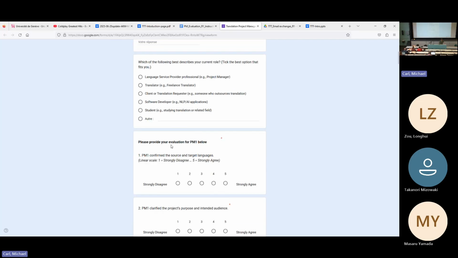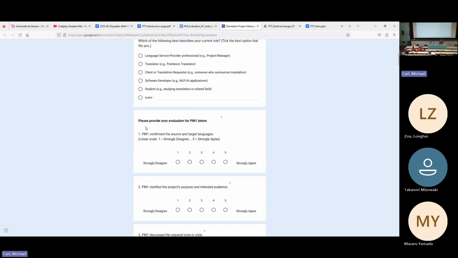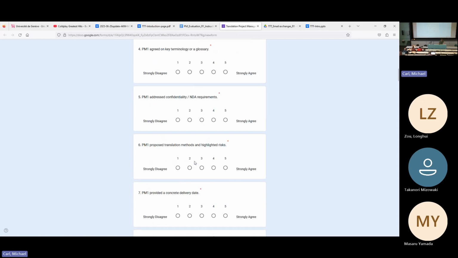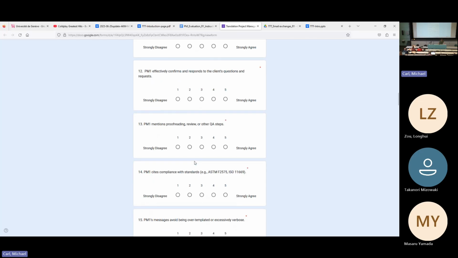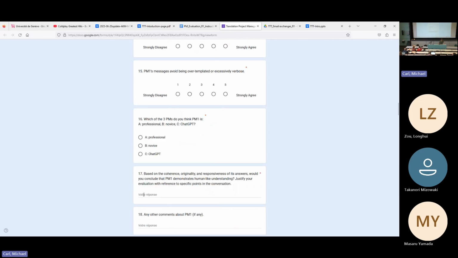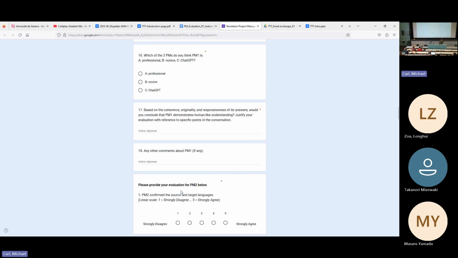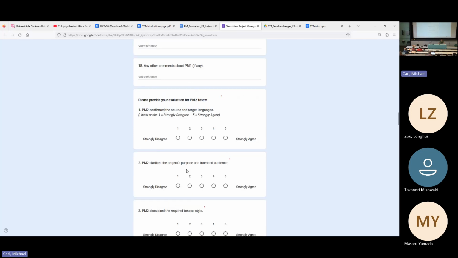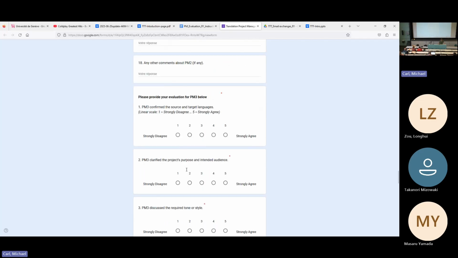You should evaluate the project manager 1 on a Likert scale here, 1 to 5. There are 16 questions or something. And then you should guess, is the project manager 1 the professional, the novice, or ChatGPT? And then you can add an answer and say why you think this would be the case, okay? And the same thing is here for project manager 2 and for project manager 3.